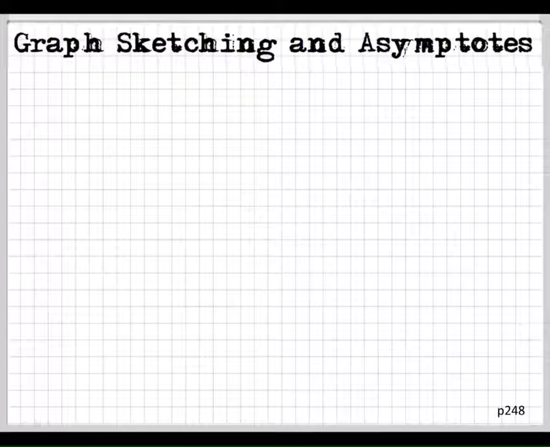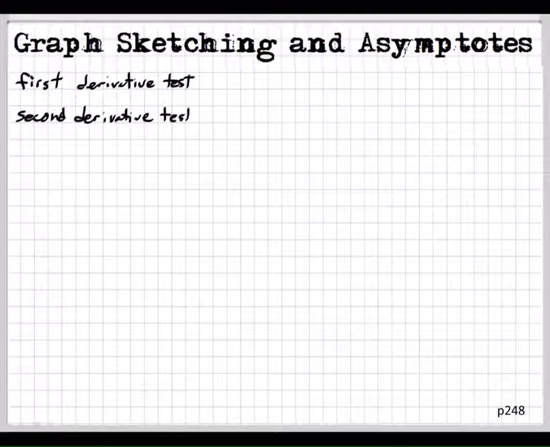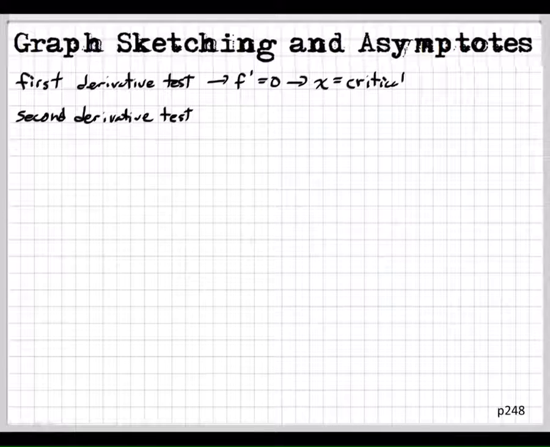Okay, so in sketching curves, there's two very important subjects, and that is the first derivative test and the second derivative test. Doing the first derivative test and the second derivative test, we get different pieces of information that tell us how to draw our curve. In the first derivative test, we take f prime and set it equal to 0. Then we get x values, which we call critical points.